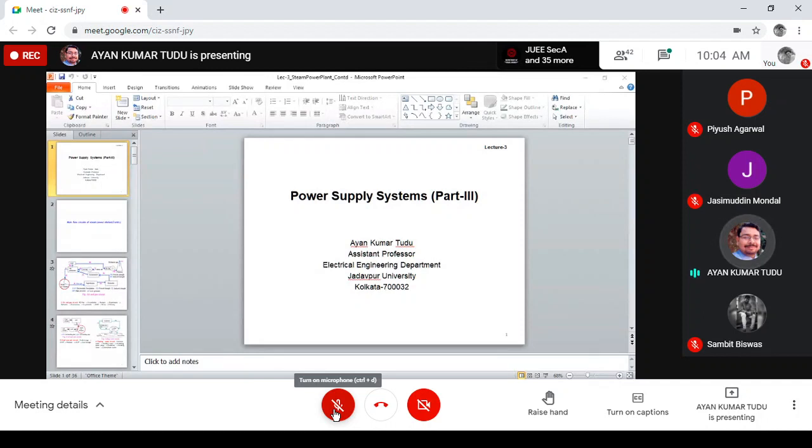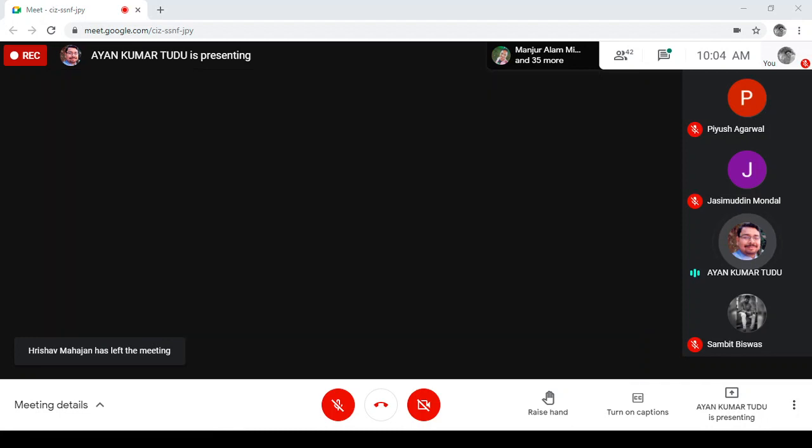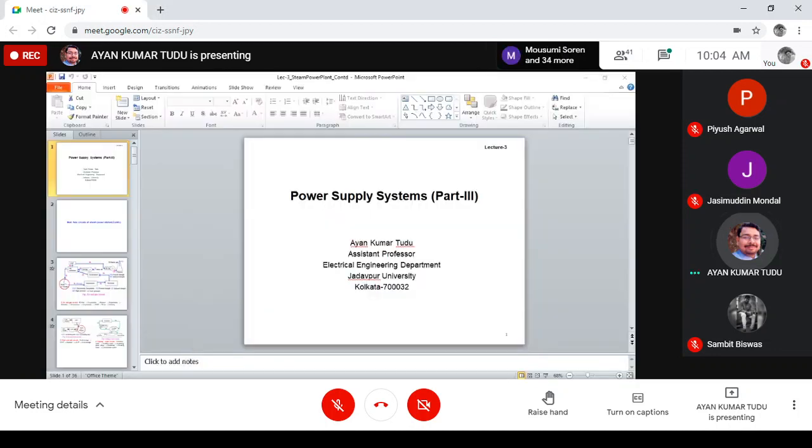Okay, so let's start the class. As you can see, we were continuing with our layout of a typical power plant, and we were talking about the various circuits which are involved in a typical power plant. Let's get back to the circuits again. If you recollect, it was the air and gas circuit, the cooling water circuit, the coal and ash circuit, and so on.